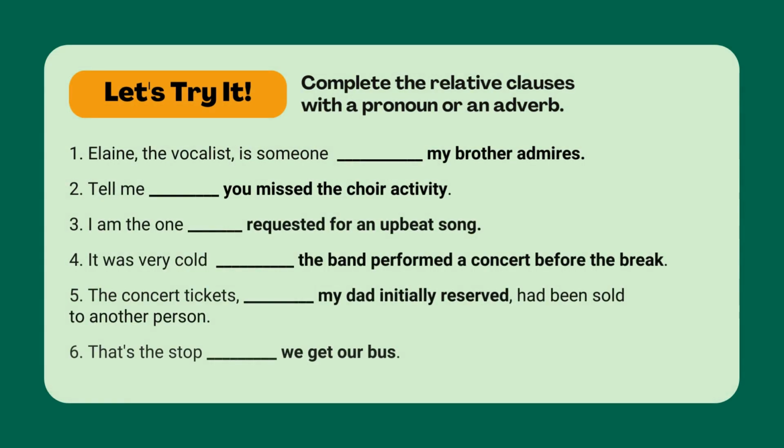Let's try it. Complete the relative clauses with a pronoun or an adverb. 1. Elaine, the vocalist, is someone my brother admires. 2. Tell me, you missed the choir activity. 3. I am the one, requested for an upbeat song. 4. It was very cold, the band performed a concert before the break. 5. The concert tickets, my dad initially reserved, had been sold to another person. 6. That's the stop, we get our bus.